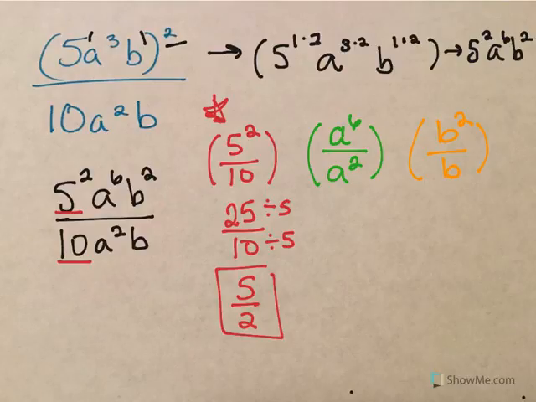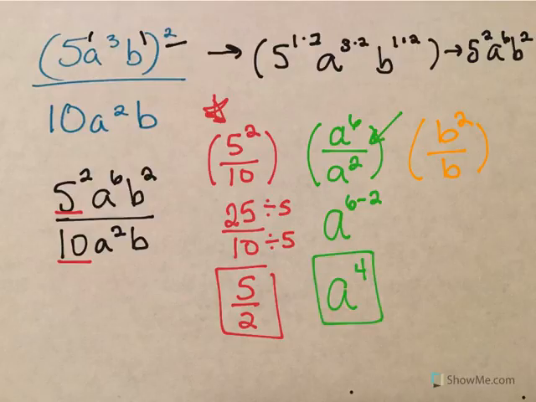Next, we're going to work with our a values. A to the power of 6 over a to the power of 2. We can use the quotient law because this is division and rewrite this as a to the power of 6 minus 2, since our quotient law says to subtract the exponents. Then we can rewrite this as a to the power of 4, and this is our final value for a.